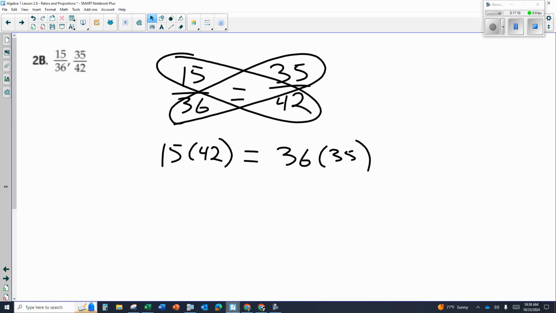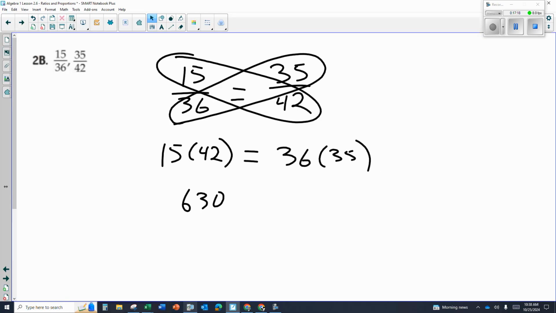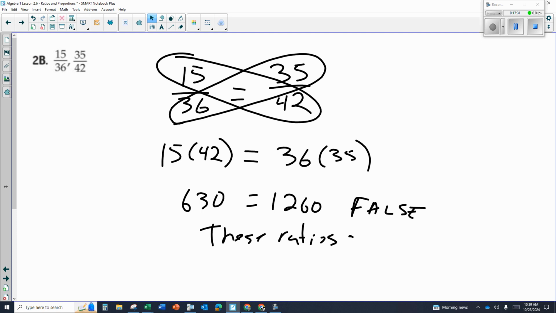Let's see, look there. So I believe this one was 630. What was that? 630, yes, and then 1260. So that math statement is false. It does not equal that. So these ratios do not form a proportion.